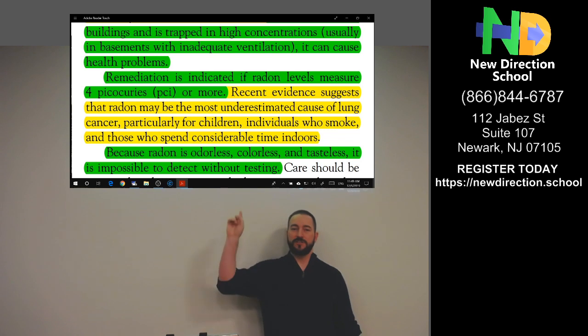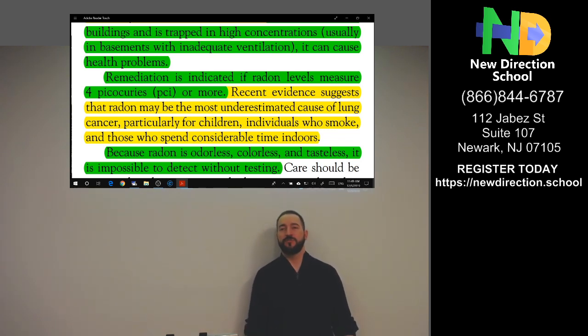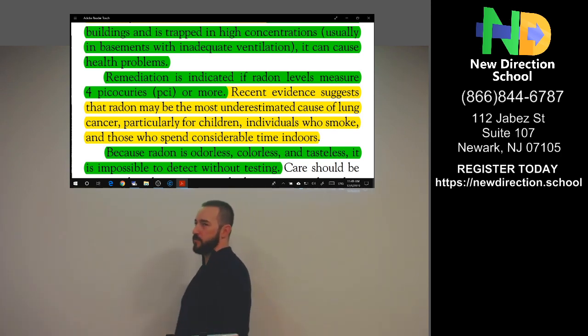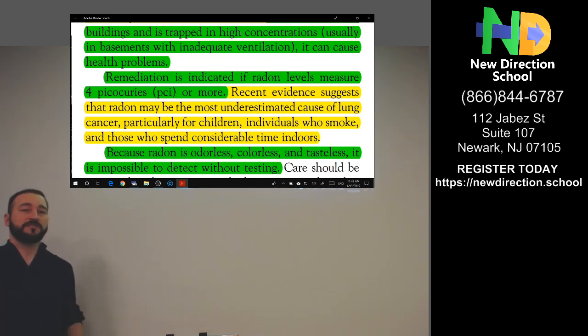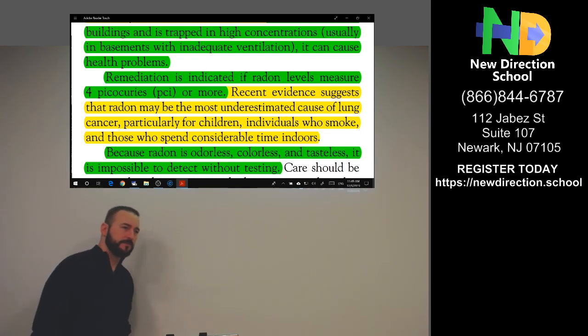Radon. Look what it says right on top. When it's trapped in high concentrations, usually where? Basements. It can cause serious health problems. Then it says it's the most underestimated cause of lung cancer. And then it says it's odorless, colorless, and tasteless. So it's impossible to detect.